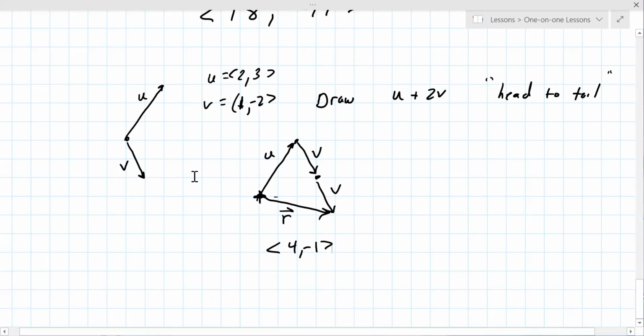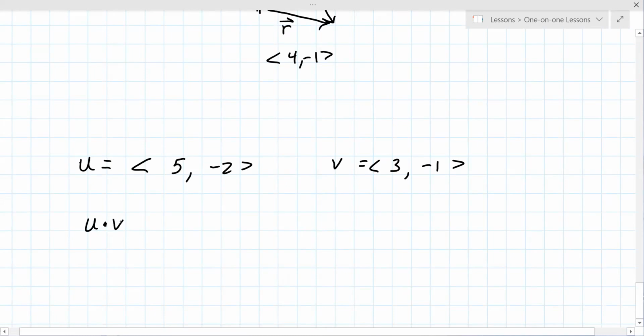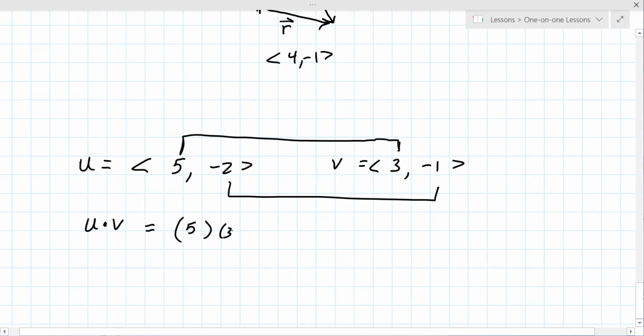So let's talk about dot products. I think that's really what you want to do. So you have to build up all this stuff. So again, I have to make up some vectors. u is 5 comma minus 2, and v is 3 comma minus 1. So the dot product u dot v, what it means is you actually multiply the x's and you multiply the y's. So if it's vectors, you add. If it's dot product, you multiply. Right, and you always get a number here.